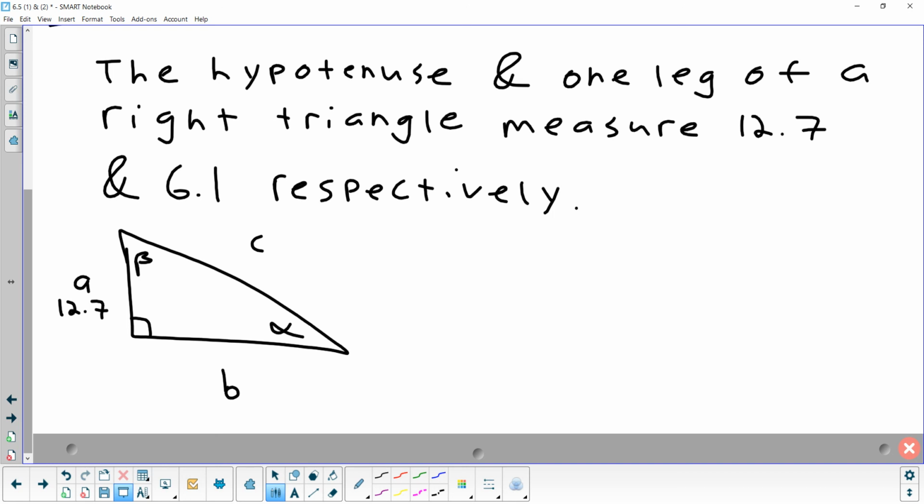No, they tell me the hypotenuse and one leg. So I can't choose which side is the hypotenuse. The hypotenuse is the 12.7. Even if they didn't tell me which side is which, if they've given me a hypotenuse and a leg, then the bigger number has to be the hypotenuse. Okay? So the hypotenuse has to be the 12.7. The 6.1, I can put that wherever I want. Let's call that A. Any questions why I labeled it the way I did?